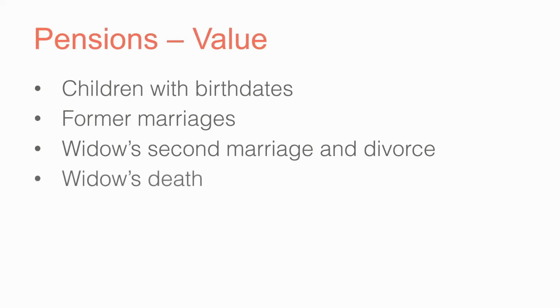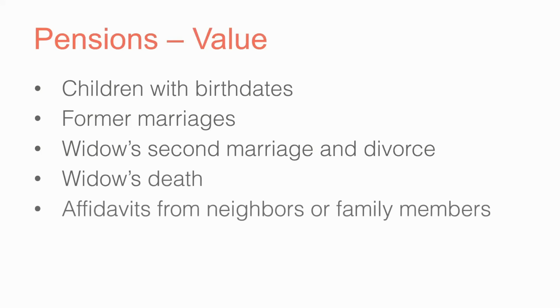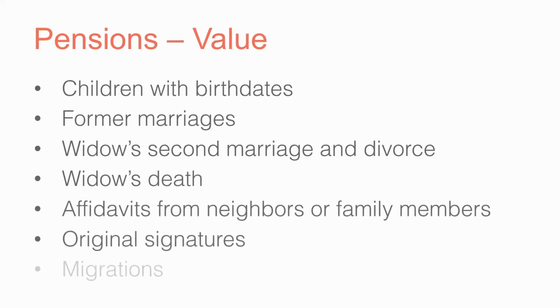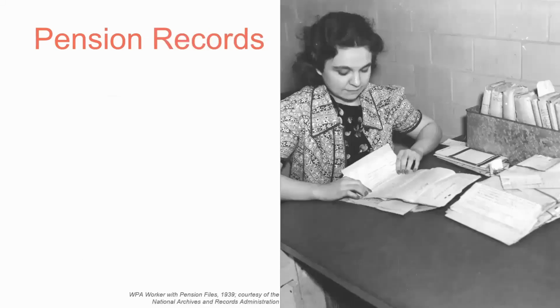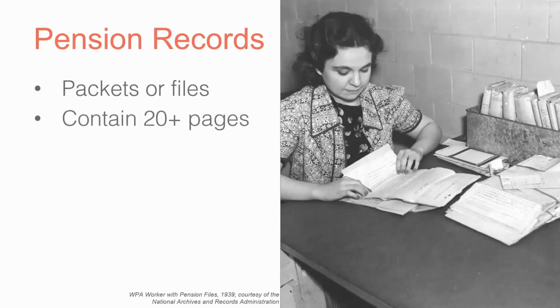You might also get a widow's death and affidavits from neighbors and family members, original signatures, information about migration, and more. So let's look over what pension file records look like. They are compiled into packets or files, and they can be 20 pages or more. I've seen some around 200 pages in length. Even the shorter ones can have a lot of valuable information, but obviously the more papers there are, the more valuable they can be. And if you have a chance to order these files, I recommend you take advantage of it.